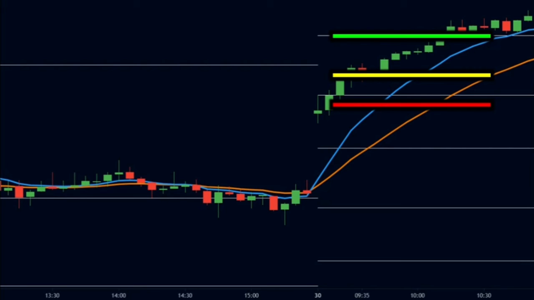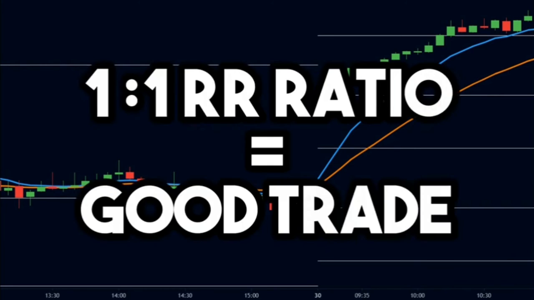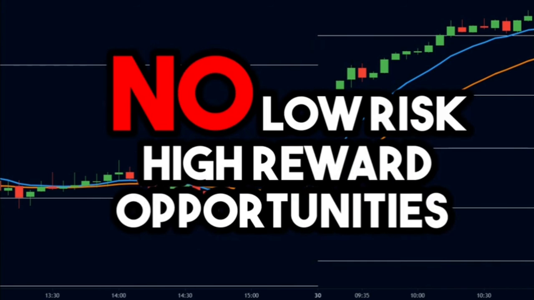As you can see, the price gave us profits in this case. In scalping we cannot expect a very good risk-reward ratio. If a trade gives us a risk-reward ratio of 1:1, then it is a good trade. Anything above 1:1 would be a great trade. But you cannot expect low risk, high reward opportunities in scalping.